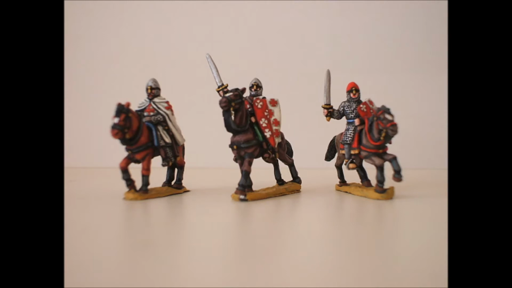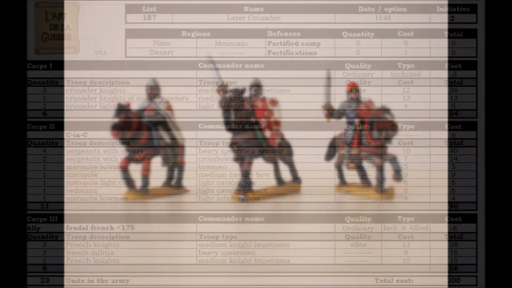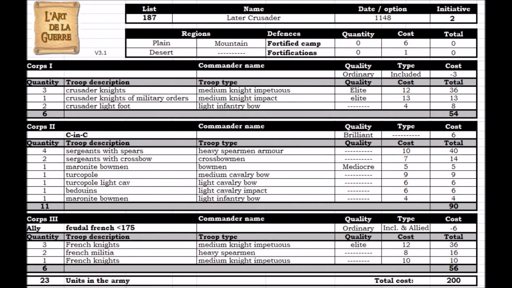I'm trying to remember what one of the other lists was. Maybe that was my Hundred Years War French, where this army gets medium knights elite, so take a lot of medium knights elite because you can take a lot of them. Yeah, that's the idea, to just ride down the opponents. I've put in command 1, which is quite small, and as a knight command, I've also put one of the military orders impact knights, and that's my included general, just so he doesn't run off and get himself killed by advancing on his own too quickly.